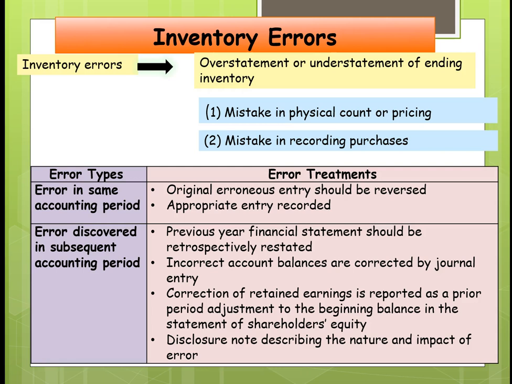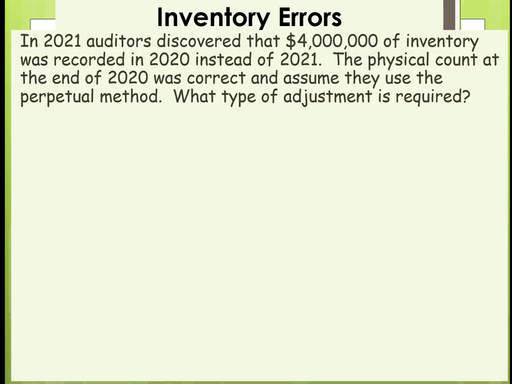That means you've got to go back. Incorrect balances are corrected by journal entries, correction to the balance and beginning retained earnings, and you have to have a disclosure note explaining the nature and the impact of the error. So let's take a look at an example. In 2021, auditors discovered that $4 million of the inventory was recorded in 2020 instead of 2021. The physical count at the end of 2020 was correct. What would be the adjustment?